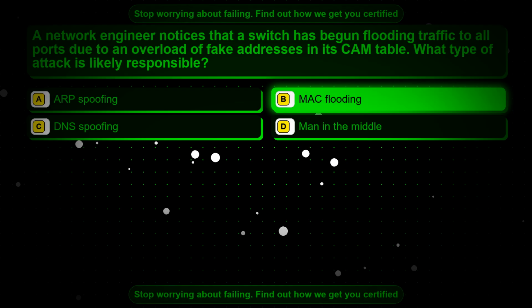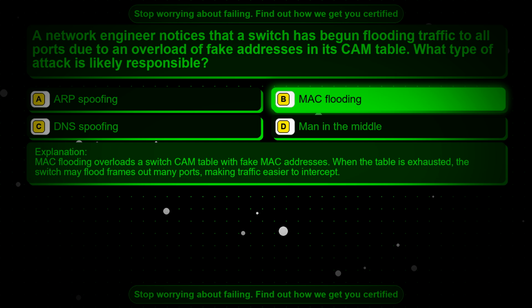The correct answer is option B. MAC flooding. MAC flooding overloads a switch CAM table with fake MAC addresses. When the table is exhausted, the switch may flood frames out many ports, making traffic easier to intercept.